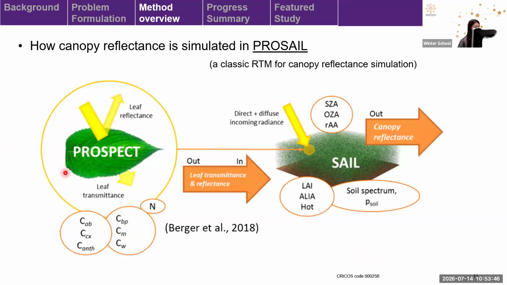And this is one of the very commonly used radiative transfer models. We call it the PROSAIL model. And here it shows the input of the PROSAIL model, including the leaf parameters and also some canopy parameters. And then we will have the final output, the canopy reflectance. And the canopy reflectance can be further transformed into band reflectance of the target sensor via some transformation.